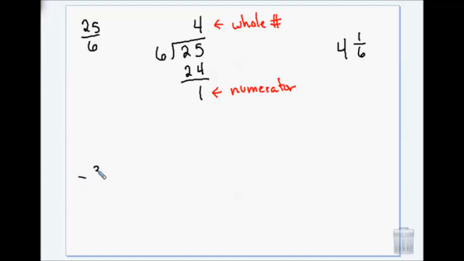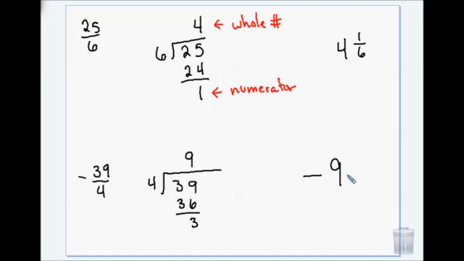Let's try a negative one. If the fraction is negative, what do you think is going to be true of the mixed number? Negative. So you don't have to deal with any of the negatives, just carry it over. If this is negative, just know that your answer is going to be negative. Don't deal with it during your division. It'll just confuse you. So 4 goes into 39, 9 times, which is 36. So it's negative 9 3/4.